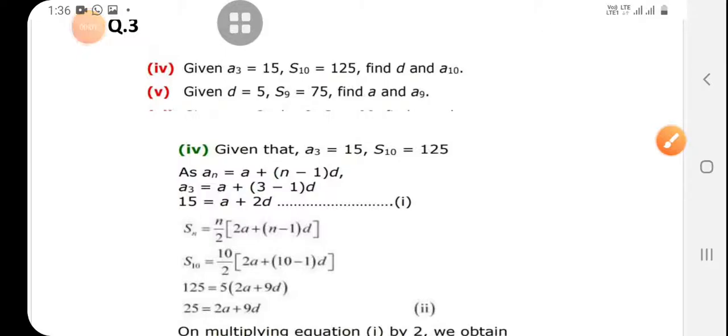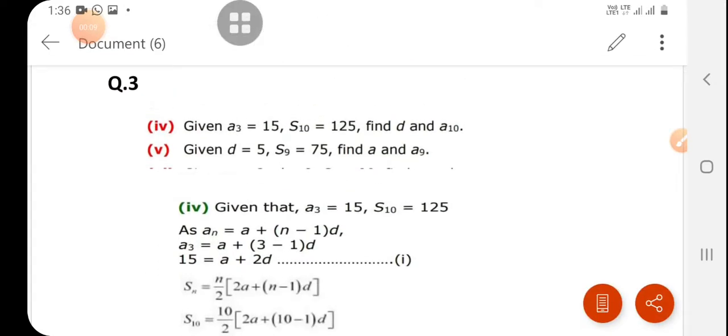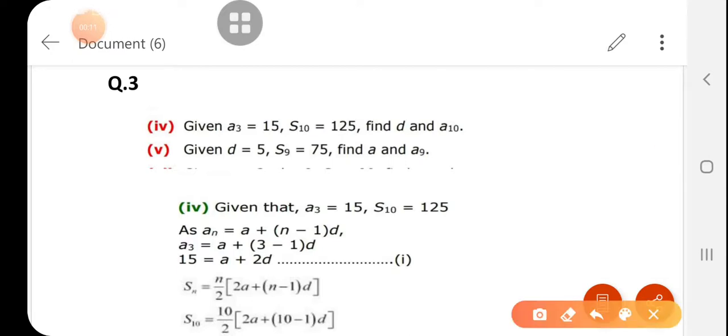Here I will solve two parts of question number 3, that is question number 4 and 5 from exercise 5.3 for class 10. The question is as follows: given a3 is equal to 15, S10 is equal to 125, find d and a10. So first I take this question.